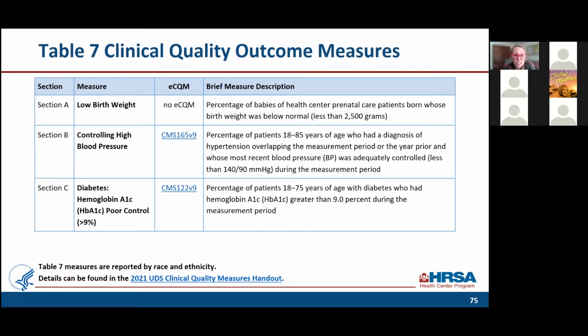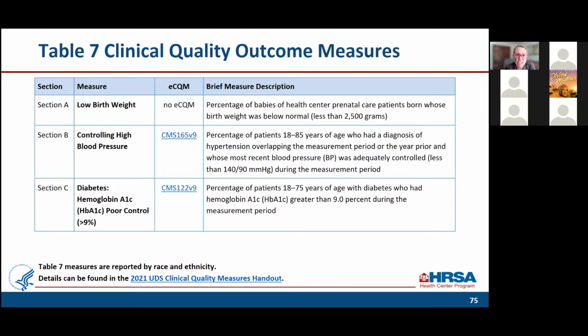Section C captures diabetes hemoglobin A1C poor control, which is measured as a percentage of health center patients age 18 to 75 with diabetes who had hemoglobin A1C greater than 9% or no test during the measurement period. Note that the third column, or column 3F, is patients whose diabetes is uncontrolled, as demonstrated by an A1C greater than 9, or who did not have an A1C recorded in 2021. Just note that a lower rate is better for this measure, unlike the other clinical quality measures.